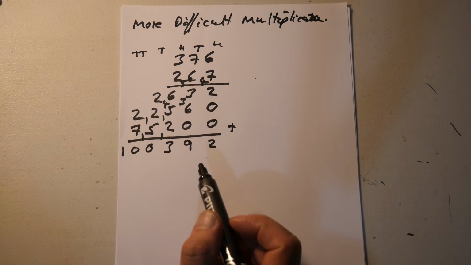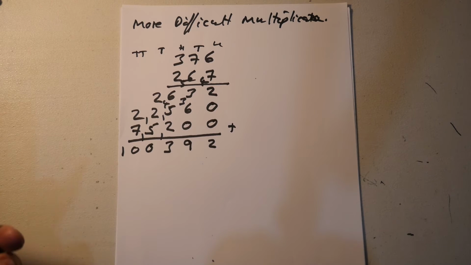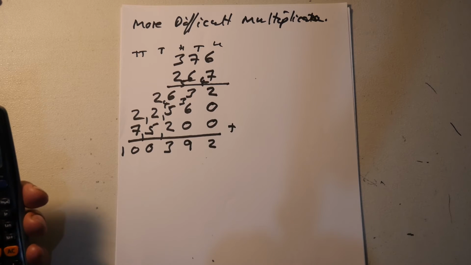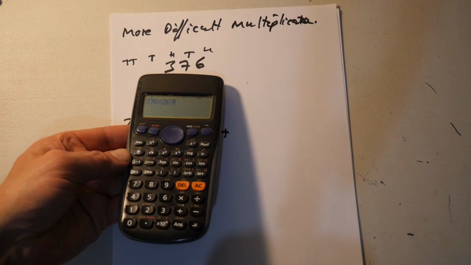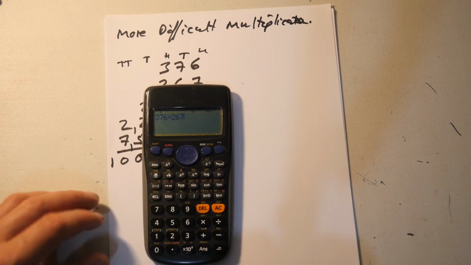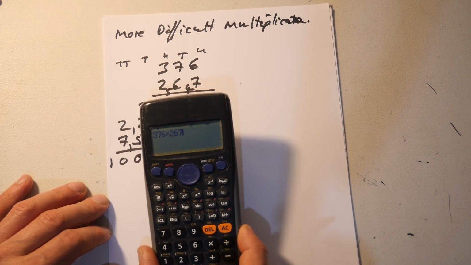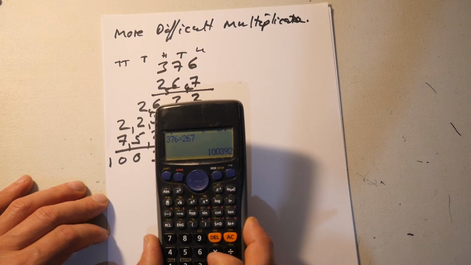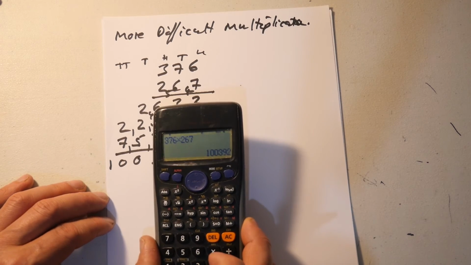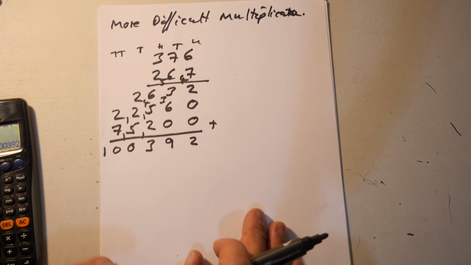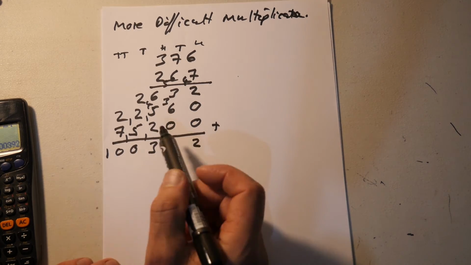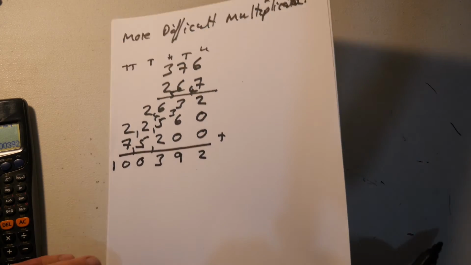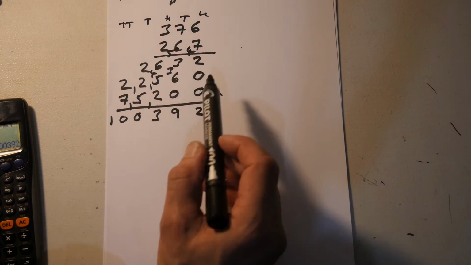So the answer to 376 times 267 is, checking the calculator. Okay, can you see that? Don't know if you can see that. It comes out as 100,392, which is what I got here. I don't need to do the calculator. I trust my method. I'm just doing it to confirm for you, but I don't need to do that. So that's how you do it.